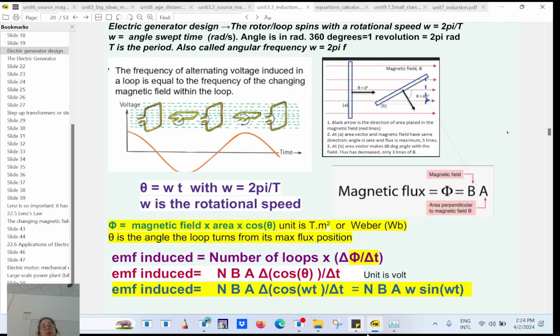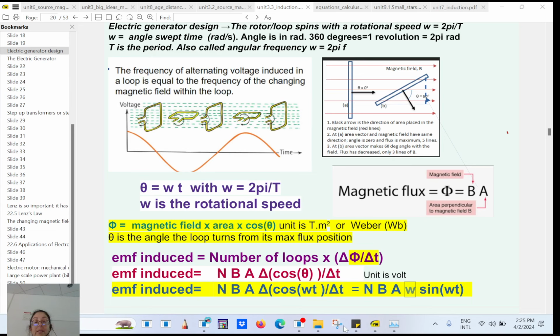Okay, so let's go straight to the equation. When you have a loop, it's not a loop of current, it's just a conductor that's going to spin inside a magnetic field, you're going to induce an EMF. That will be the final equation for the EMF here. It's going to be the number of loops times the magnetic field times the area, times the speed at which it's spinning. This is called omega here.